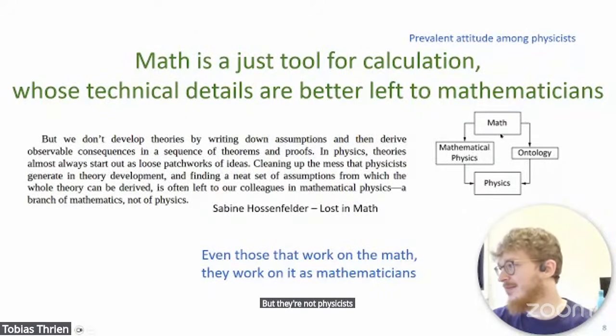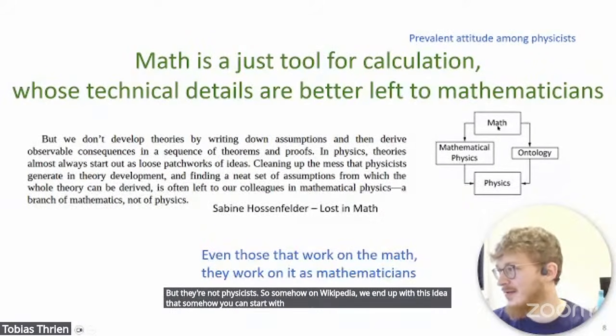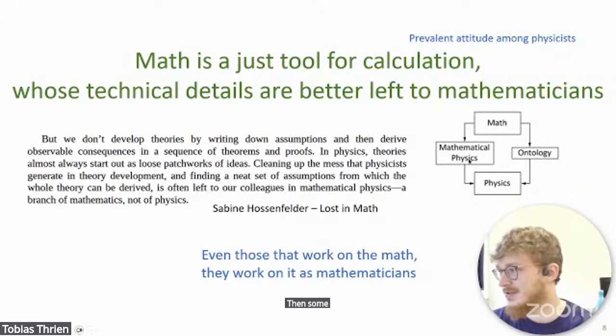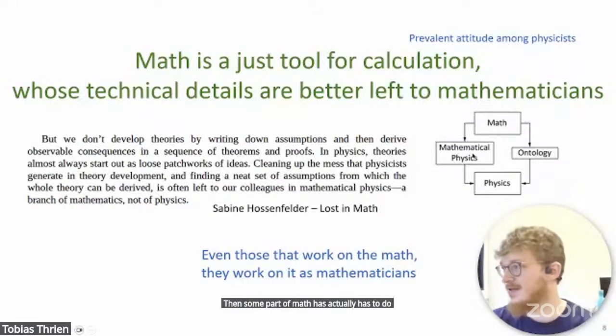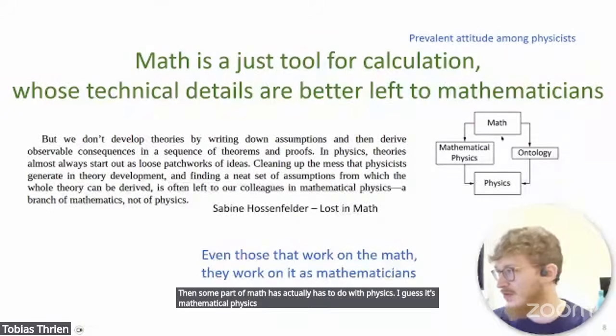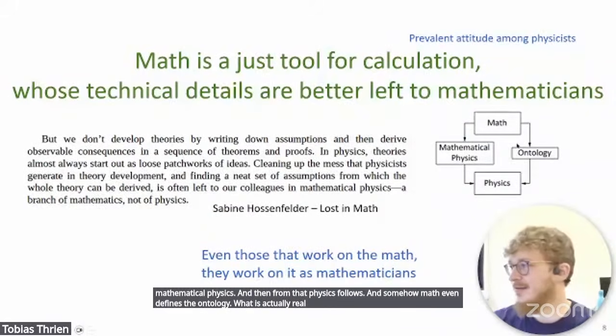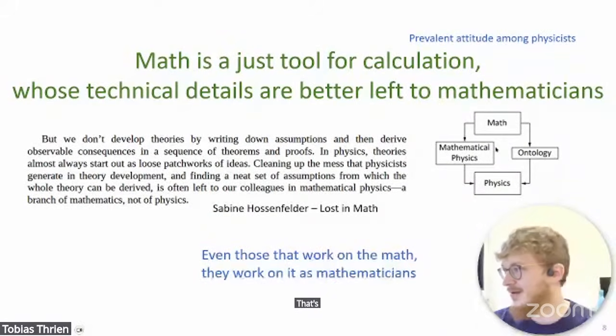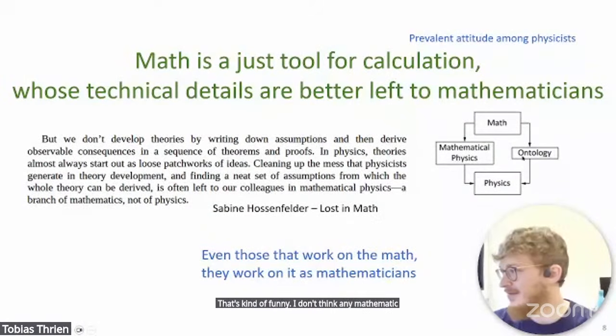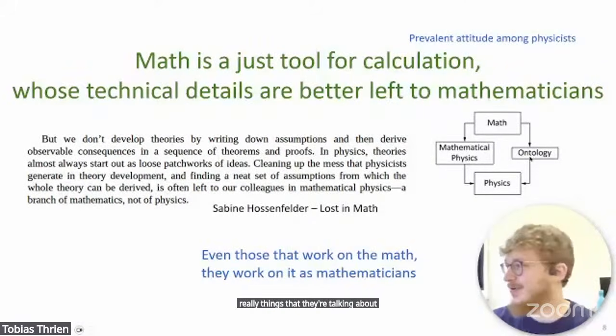Somehow on Wikipedia we end up with this idea that you can start with just math, then some part of math has to do with physics, I guess it's mathematical physics, and then from that physics follows. And somehow math even defines the ontology, what is actually real. That's kind of funny. I don't think any mathematician really thinks that they're talking about ontology.